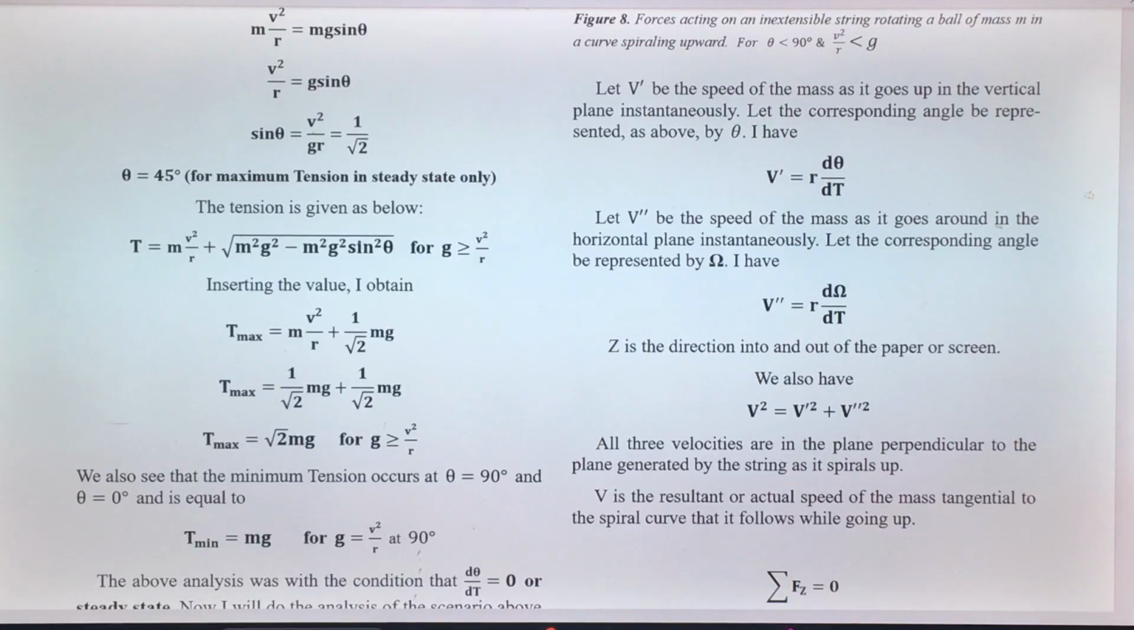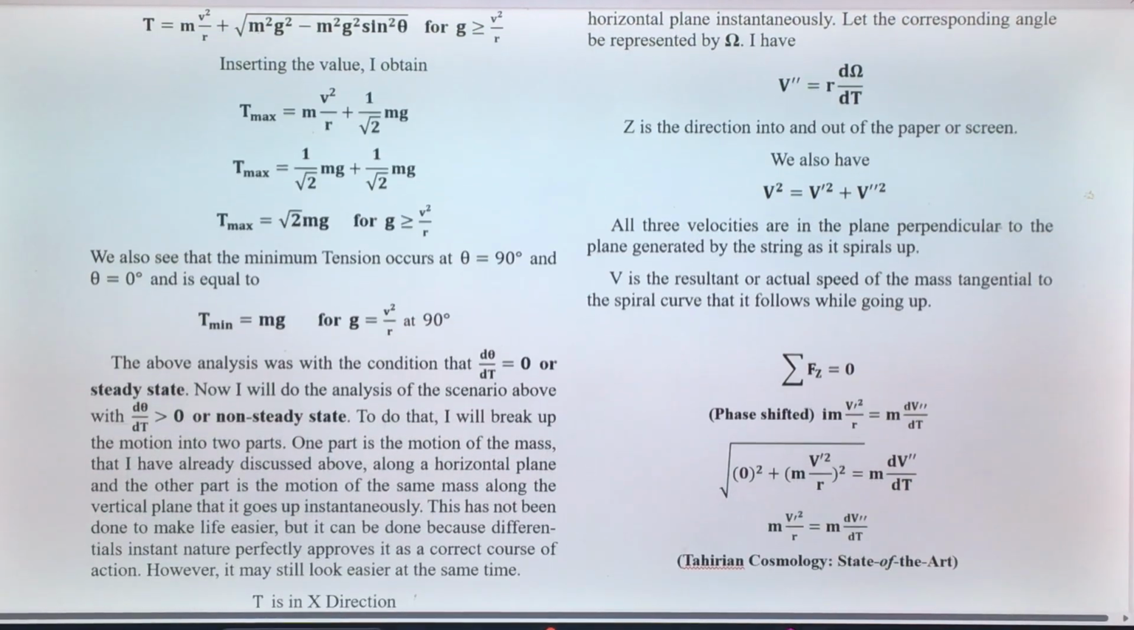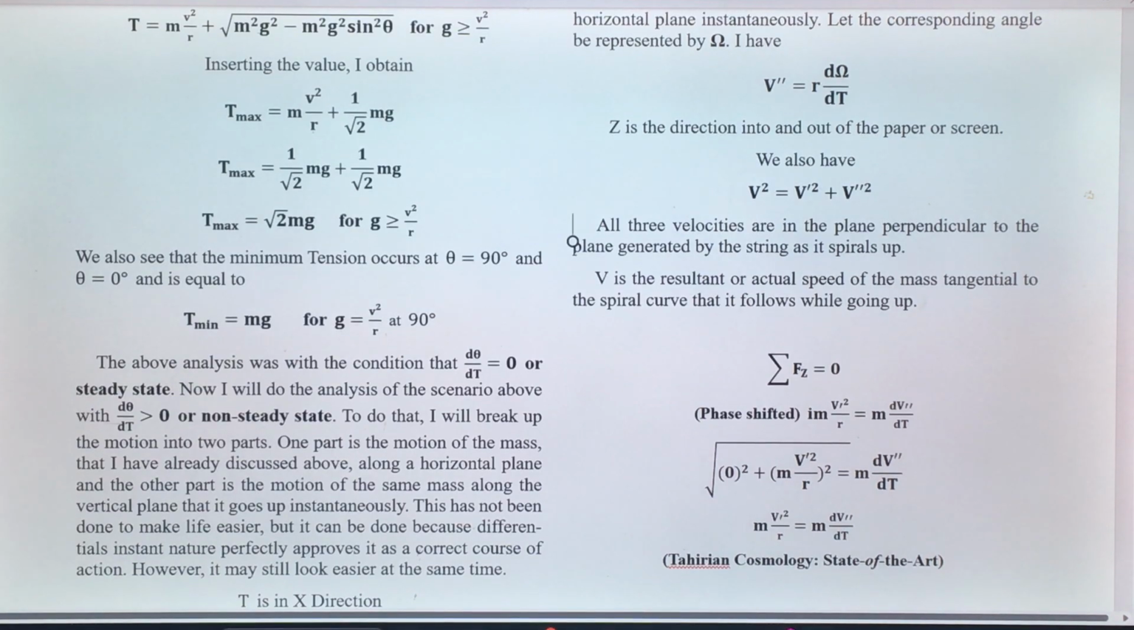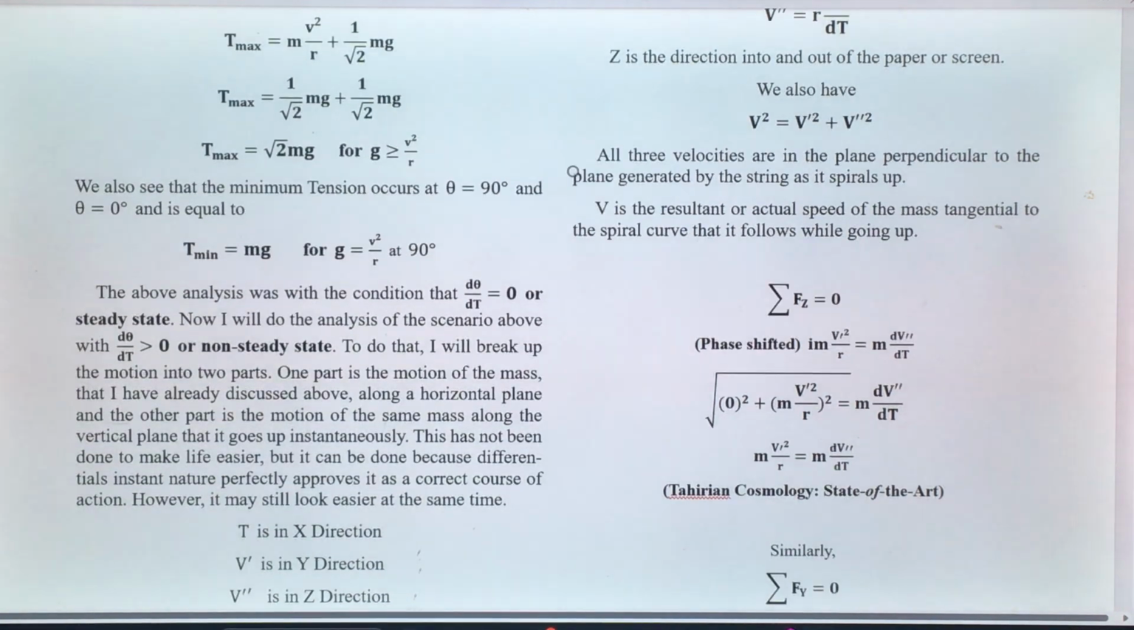We also see that the minimum tension occurs at theta equal to 90 degrees and 0 degrees. So T minimum is equal to mg for v square over r at 90 degrees. The above analysis was with the condition that d theta over dt is equal to 0, or steady state analysis.